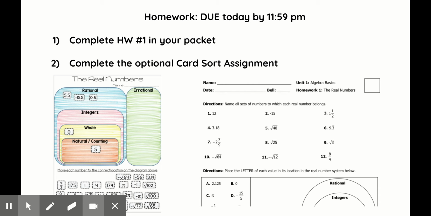Those of you who I get to see, I will be checking that when I come back. The Tell Me About Your Selfie, make sure that's done and submitted. And then here's the real number system sort. You'll see it as an assignment in your Schoology, but just know that it's optional and you don't have to do it. And then the design your cover instructions are right here.